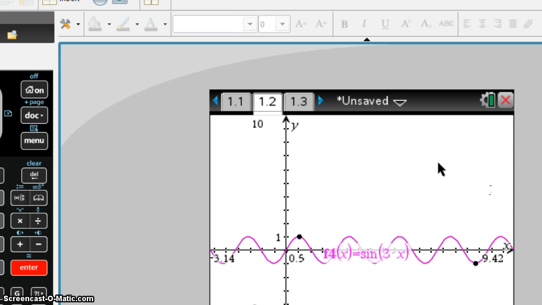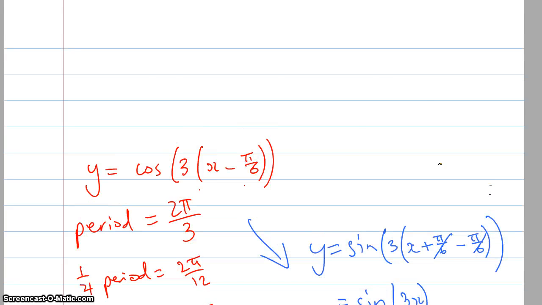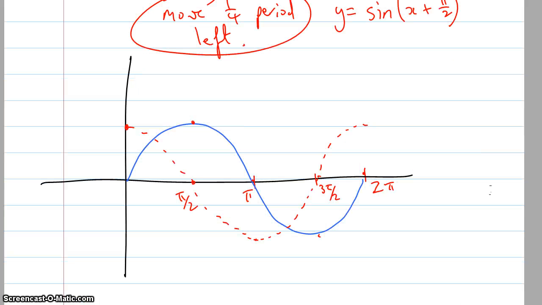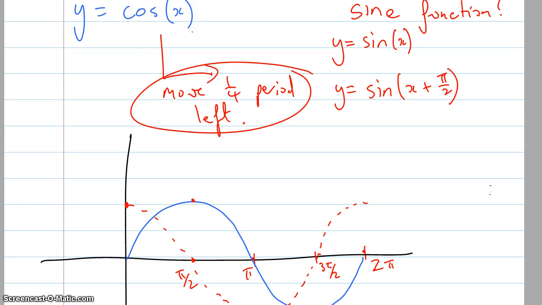So that's proved. So hopefully that has helped you understand how to convert a sine rule to a cos rule, and vice versa, a cos rule to a sine rule. Essentially, you're moving it either a quarter of a period to the right or to the left, depending on which one that you want. And I guess you just have to either remember which one it is, or you have to be able to draw them and sort of work it out that way, kind of like the way that I did just before. So hopefully that's helped.